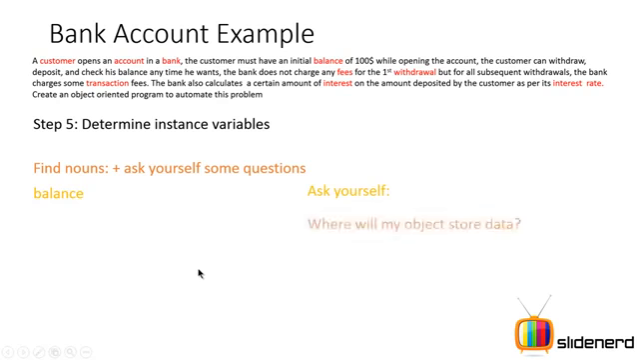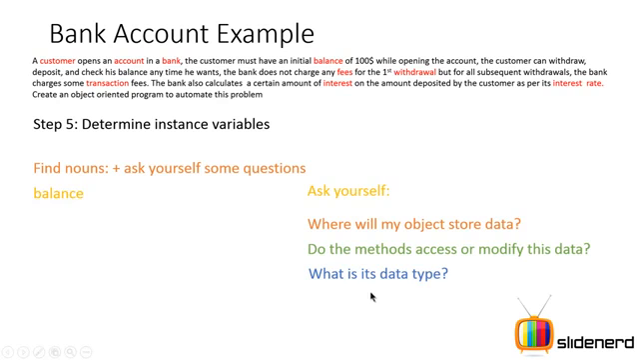So again, you can ask yourself these questions: where will your object store data? For example, if you talk about the account class, what kind of data is it going to have, what's it going to store, and then do the methods access or modify this data, what is the data type. For example, in our case, we should have a double or a float because we are dealing with money. It can be cents, right? Again, should you keep it private or public?